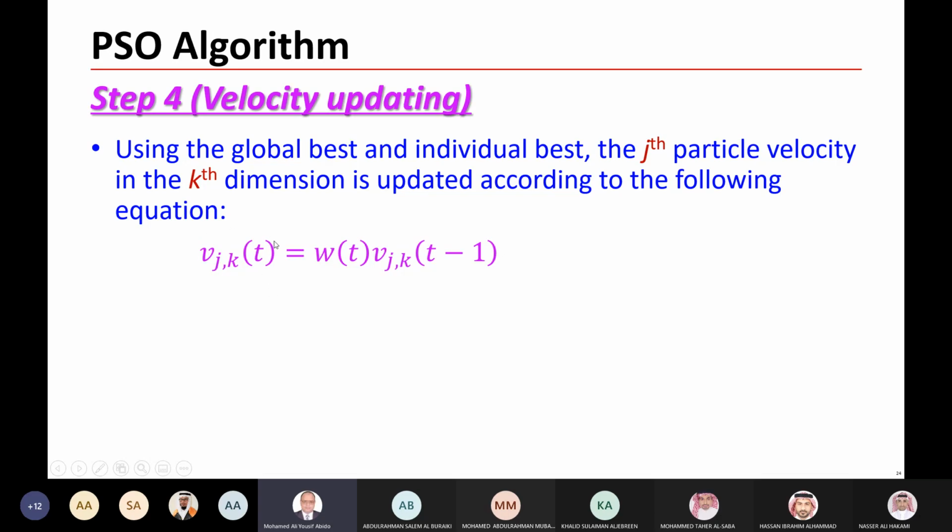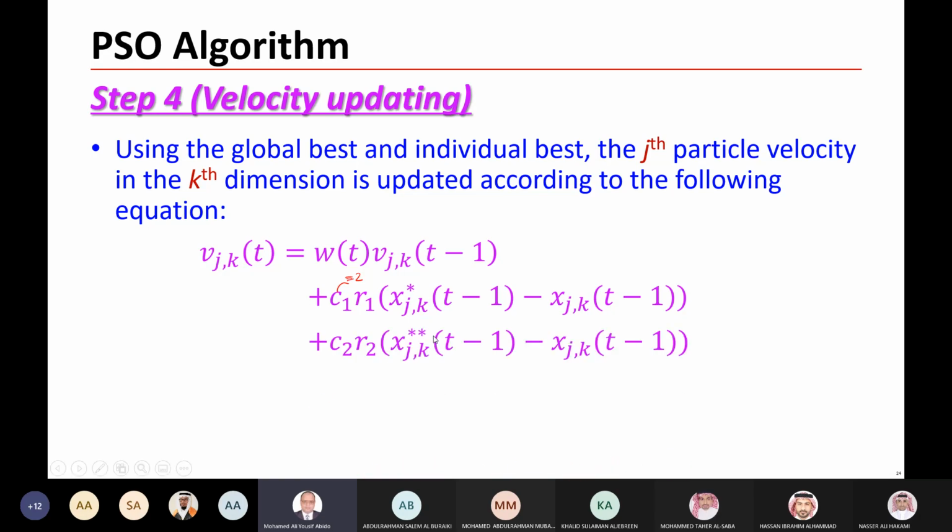The velocity at the current iteration equals the velocity of the previous iteration multiplied by the inertia, which is updated already, plus the cognitive part, where you have the difference between the current position of the particle and its local best. You multiply this by a random number between 0 and 1 and the constant C1, which is usually set equal to 2. So this is the cognitive part.